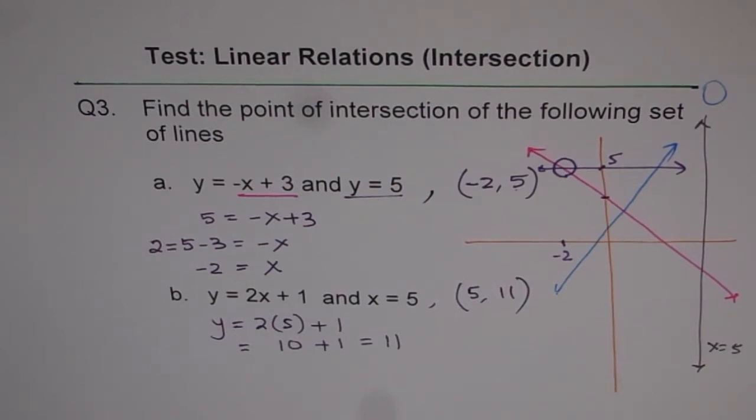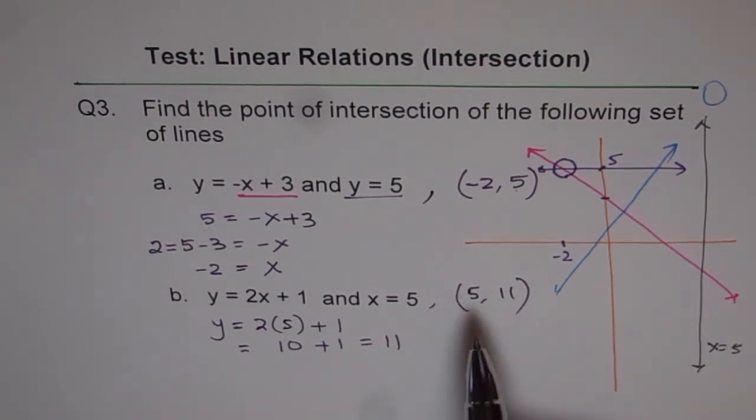I hope you understand now the method of substitution and calculating the coordinates of the point. Remember, when we talk about coordinates, both x and y value, and they should be written in brackets, correct? That's how you do it.